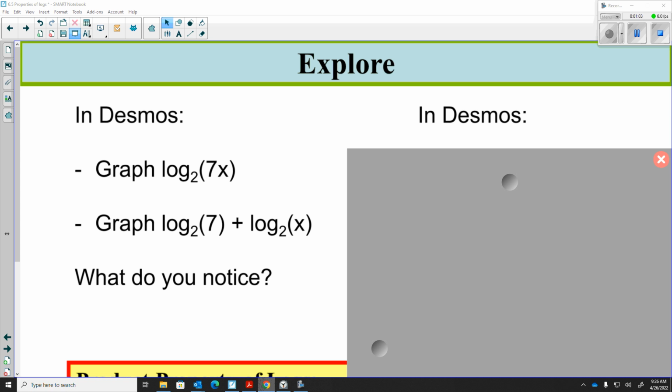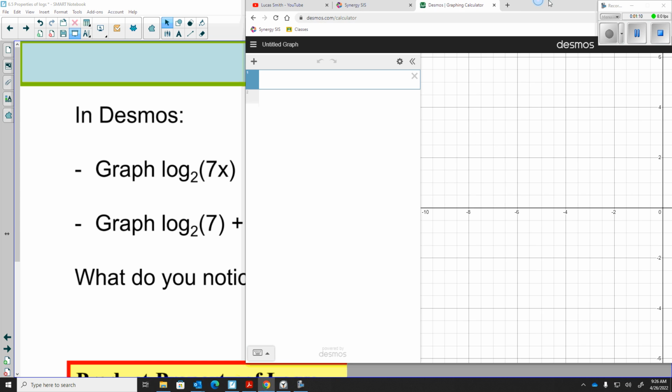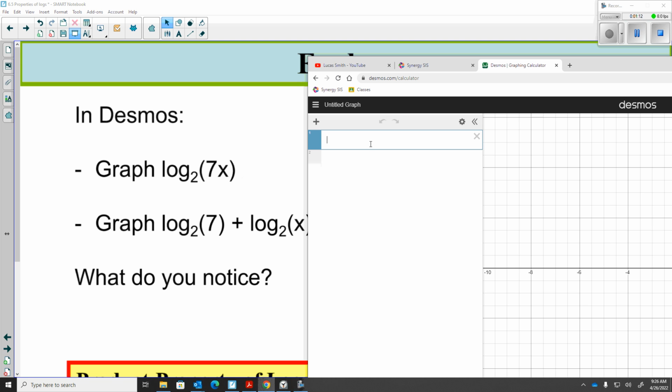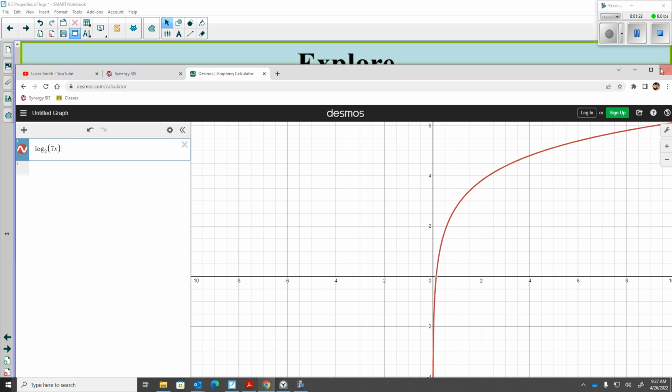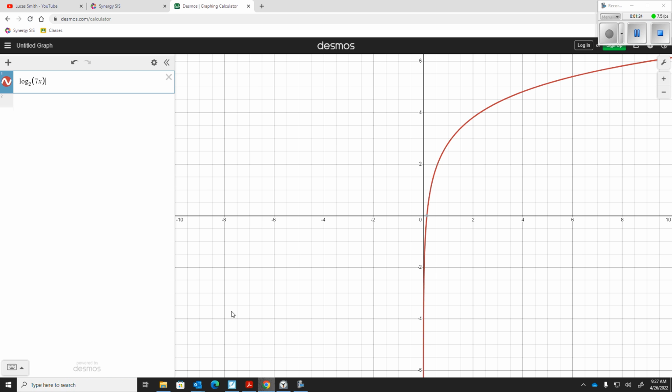So I'm going to get out Desmos just to show you this. All right, so it says graph log base 2 of 7x. So I'm going to type log 2 of 7x. All right, there's log 2 of 7x.